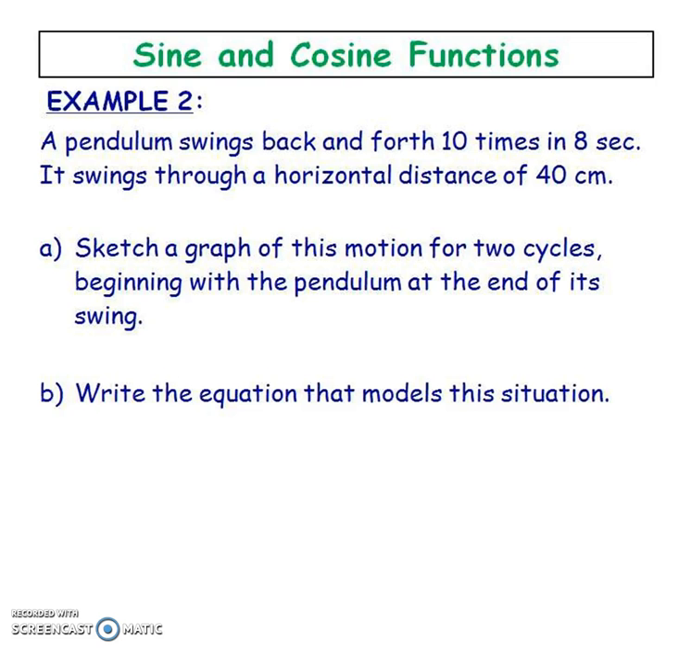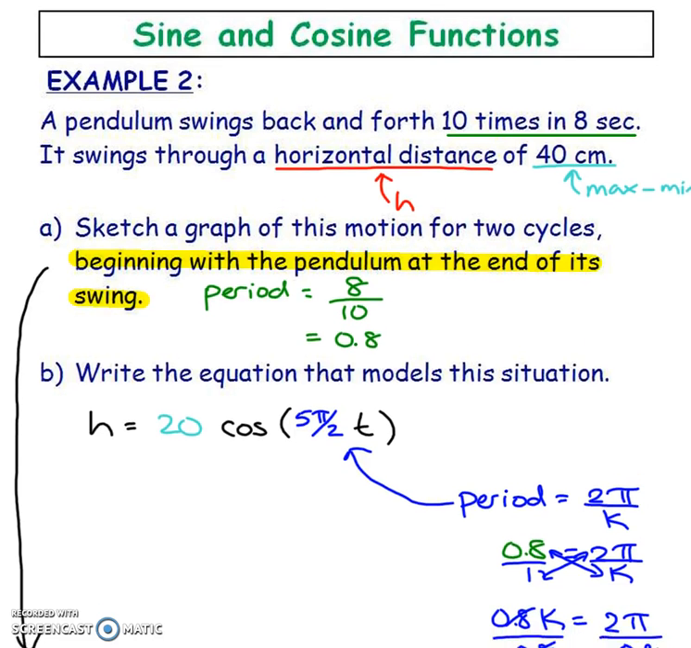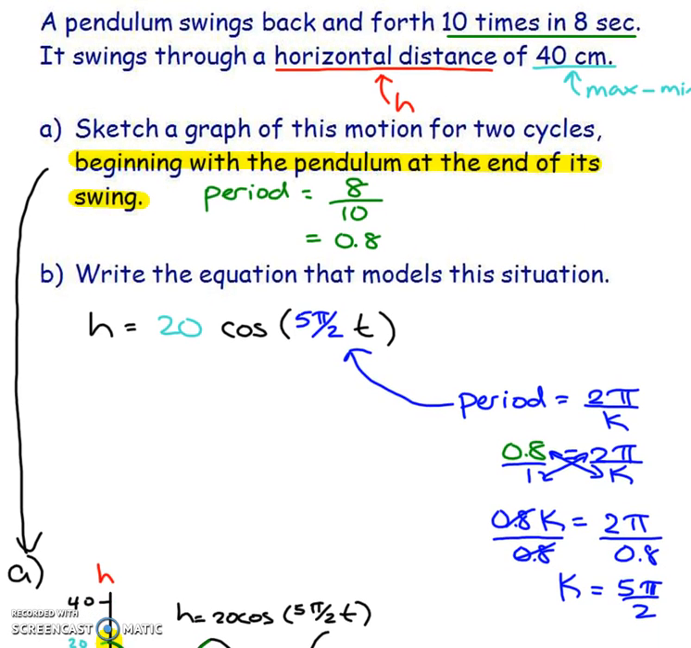All right, now the very last example we're going to go through is a little bit tricky. Example number 2 says a pendulum swings back and forth 10 times in 8 seconds. It swings through a horizontal distance of 40 centimeters. So A, sketch a graph of this motion for 2 cycles, beginning with the pendulum at the end of its swing, and then write an equation that models its situation. So I'm going to show you the entire solution. I know it's kind of colorful, but hopefully you can follow me.